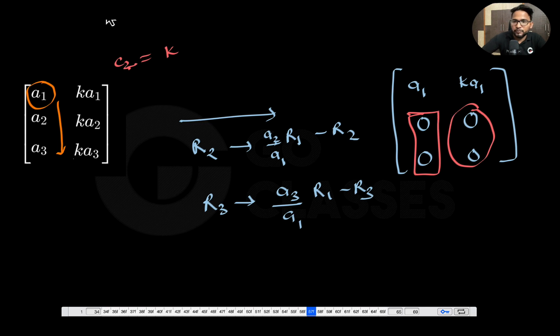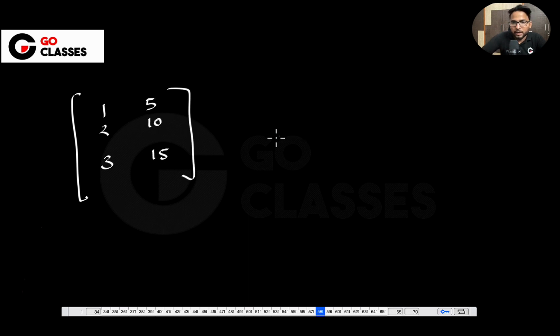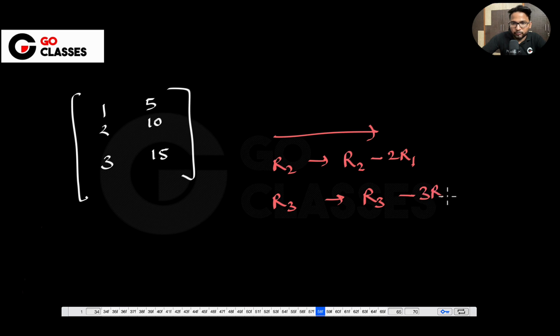Maybe I can give you a simpler example instead of A1, A2. Let's suppose you have 1, 2, 3, and then this is 5, 10, and 15. Suppose this is the matrix that you have. Now you apply R2 replaced by R2 minus 2R1 maybe, and then R3 should be replaced by R3 minus 3R1, right?